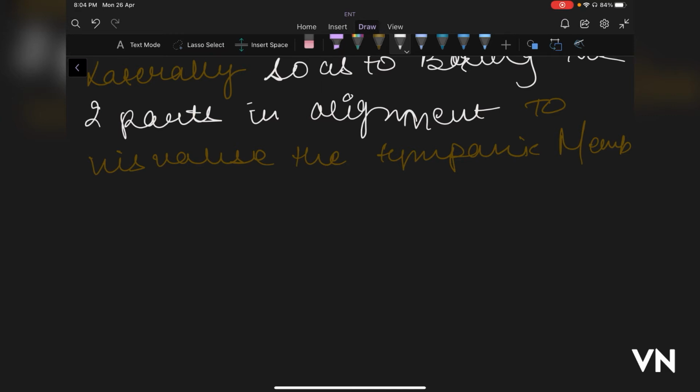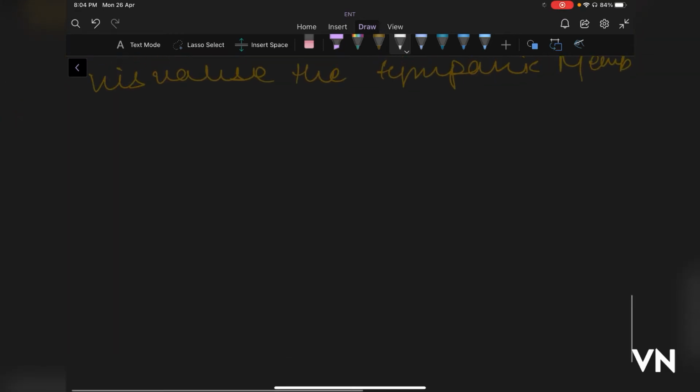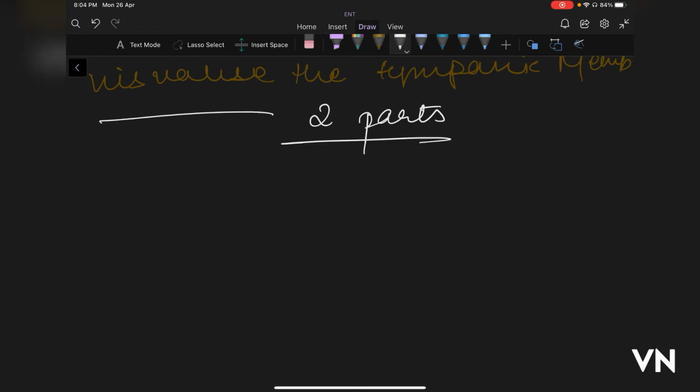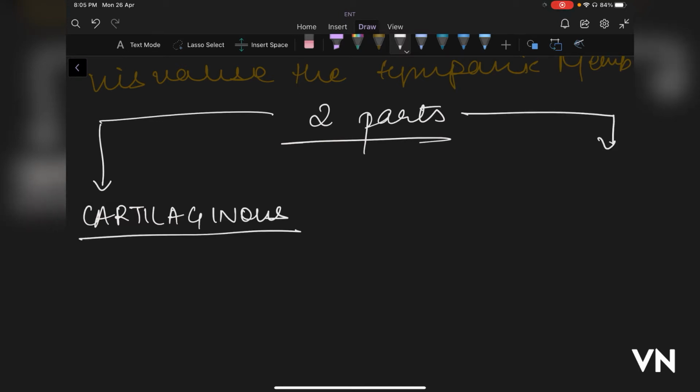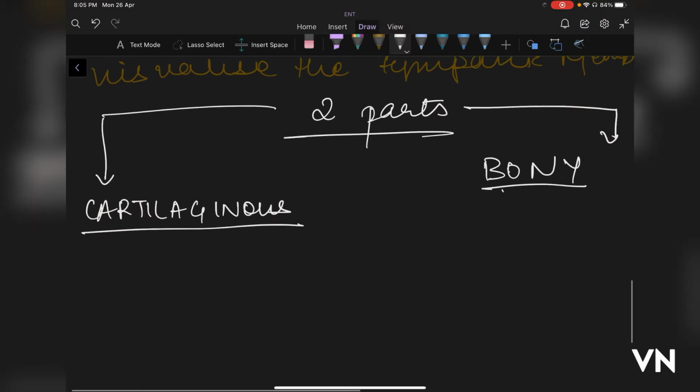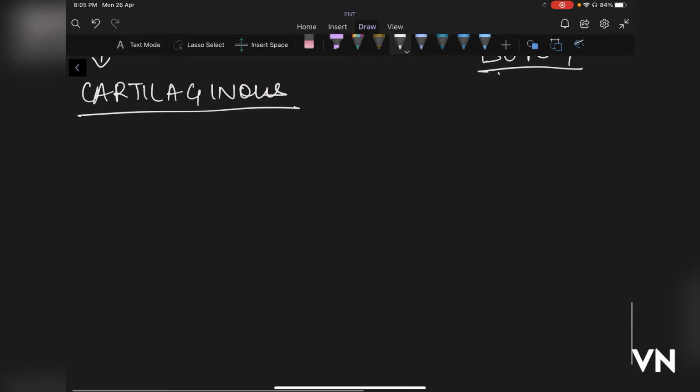There are basically two parts to the auditory canal. The one is your cartilaginous part. The other one is your bony part. So let us now discuss the cartilaginous part first.